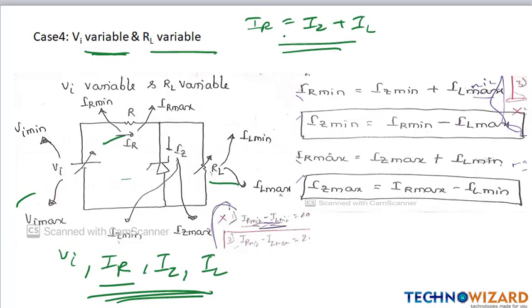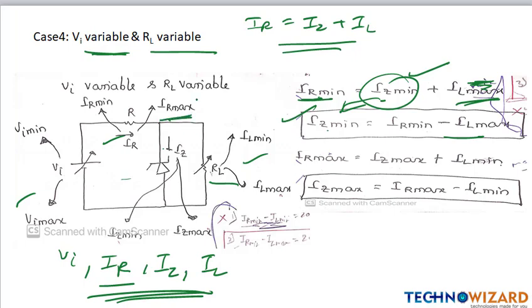Okay, but we have to write this equation in the case of minimum or maximum currents. If we have to write this, I can write IR minimum is equal to IZ minimum plus IL max. Now if we have to find IZ minimum, IL max comes to the RHS with a negative sign. I can write IZ minimum is equal to IR minimum minus IL max.